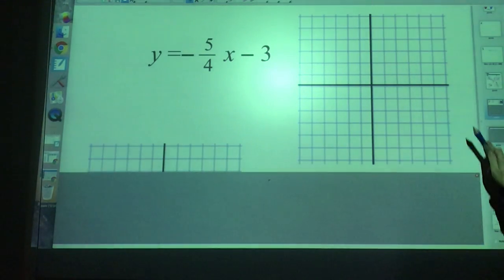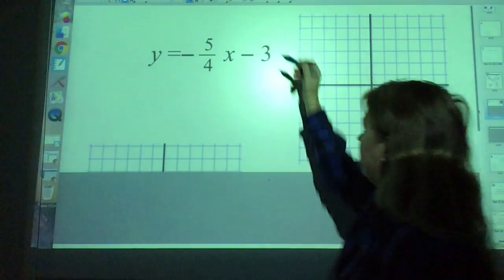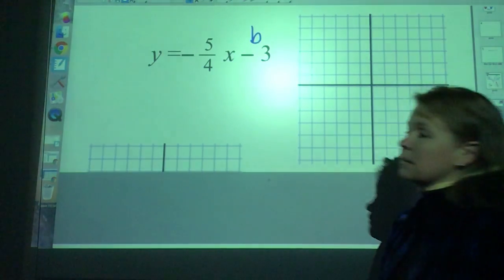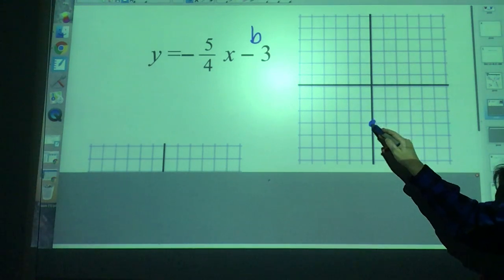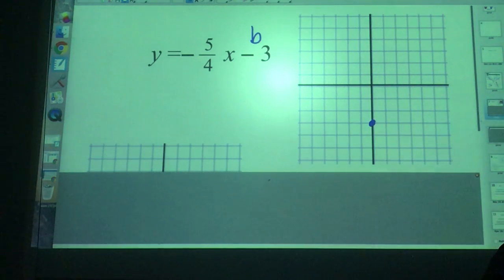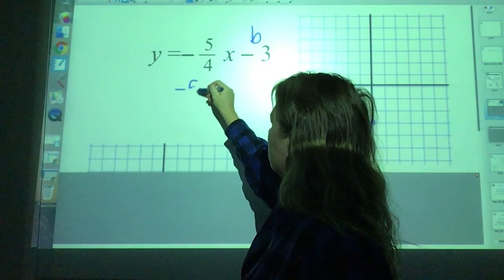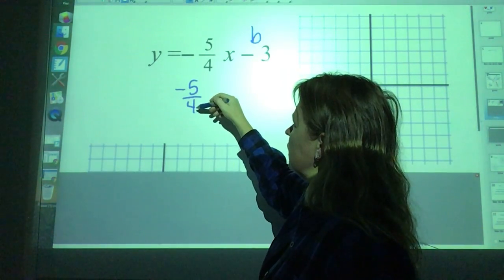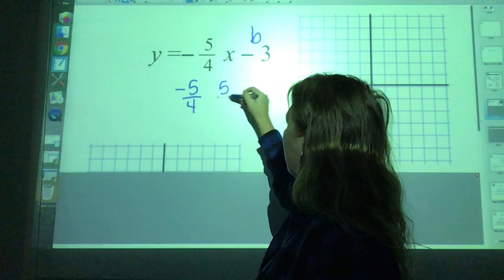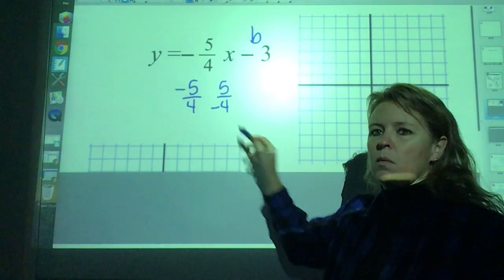Take a look at this one. Down 3 is our base, and if you want, you can just start labeling it like this, as long as you don't lose the negative. Down 3 is our base, and from there we have to go negative 5/4, but look at where they put the negative. They put it out in front, and you might be wondering, should I go down 5 and over to the right 4, rise over run, or should I go up 5 and to the left 4? That negative has to go somewhere.